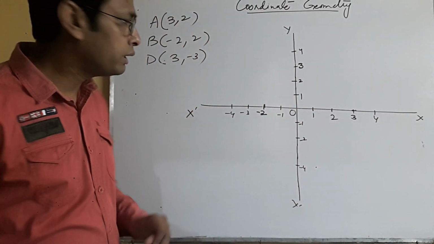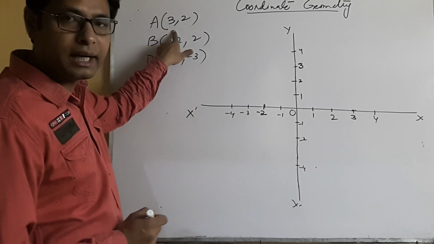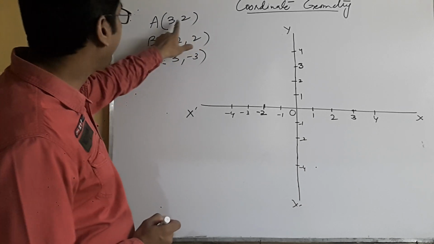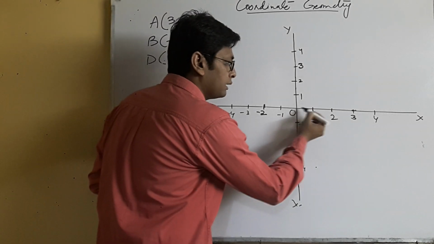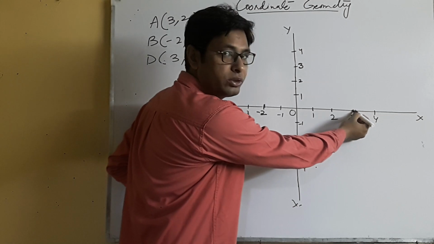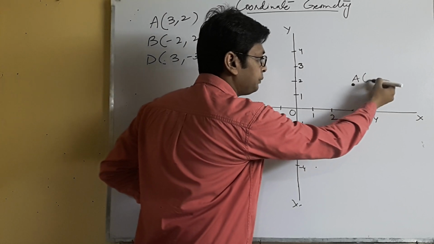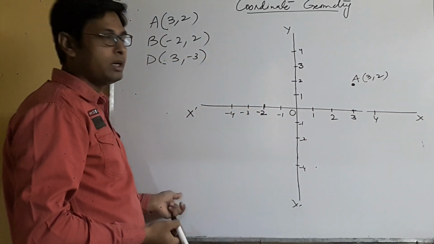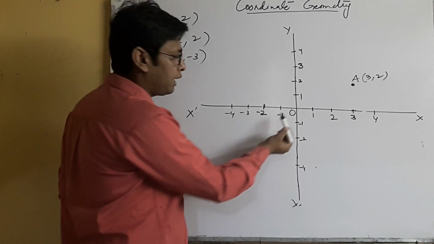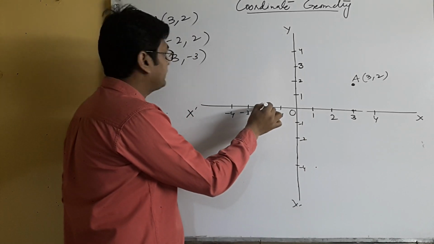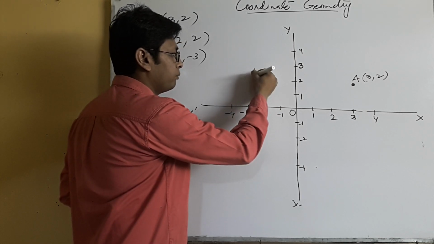Let's locate the point A first of all. Point A coordinates are (3, 2). The x coordinate is 3, the y coordinate is 2. So first I will come to 3, and then since it is a positive 2, I will mark it here. This is the point A. Now after that, point B is (-2, 2). First I will come to -2, and then I will move upward, and this is the point B.